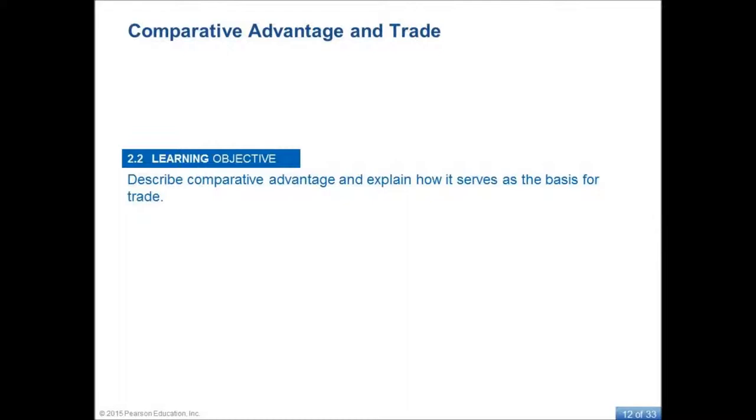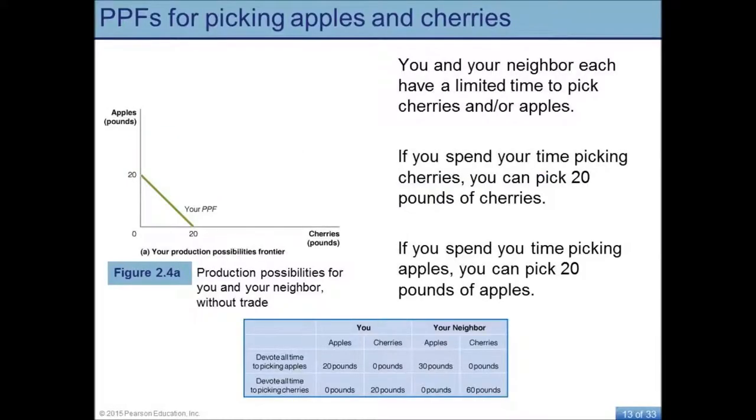So moving to slide 13, we now are faced with apples and cherries. And we can pick at maximum 20 apples if we pick no cherries, or we can pick 20 cherries if we pick no apples. So that's our production possibility frontier. Our neighbor, on the other hand, has a different scenario where they can pick 30 pounds of apples and no cherries, or 60 pounds of cherries and no apples. So our neighbor has what's called an absolute advantage as opposed to us, but we're going to be shown to have a comparative advantage, and we're going to learn why in the next few slides.